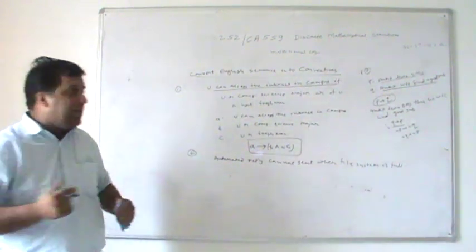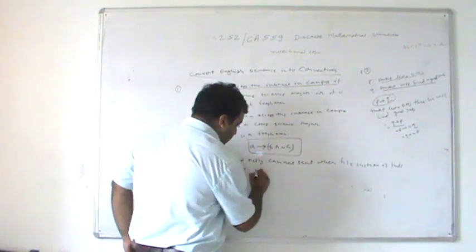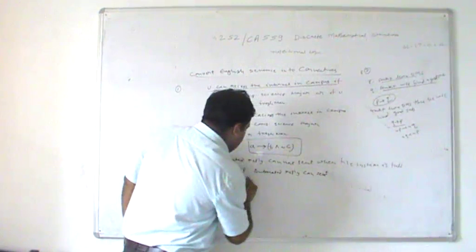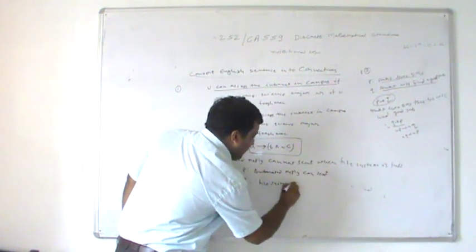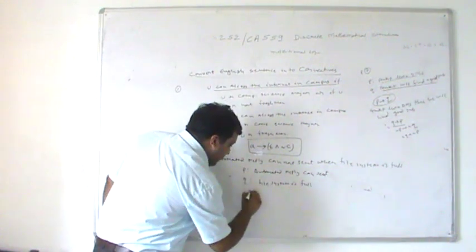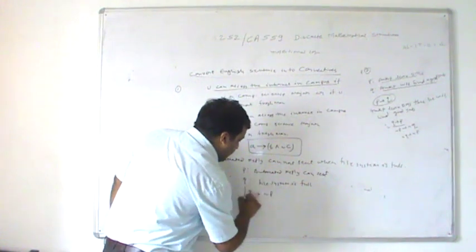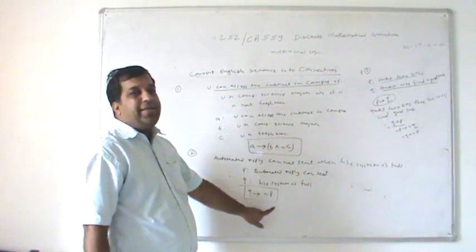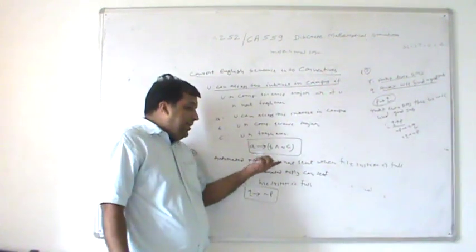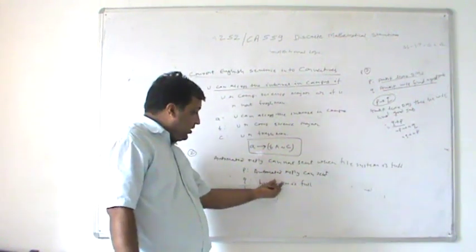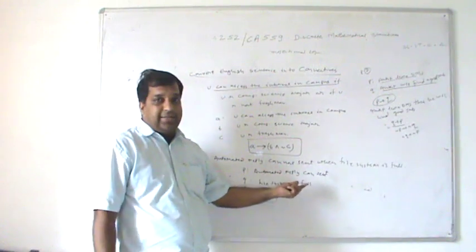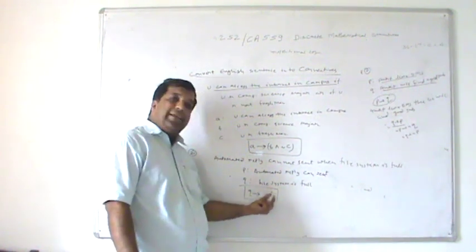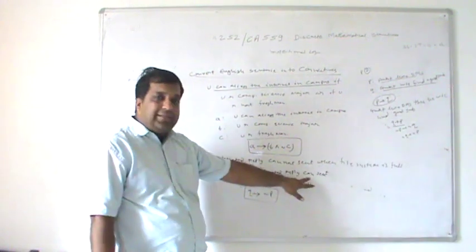So we say P proposition, automated reply can be sent, and Q proposition, file system is full. So we can convert it to Q implies negation P. When the file system is full, then the automated reply cannot be sent. So the condition is that the automatic reply cannot be sent whenever the file system is full. File system is full is the Q proposition, and it is the premise. The conclusion is that the automatic reply cannot be sent, so we write the proposition variable automatic reply sent in the form of negation.